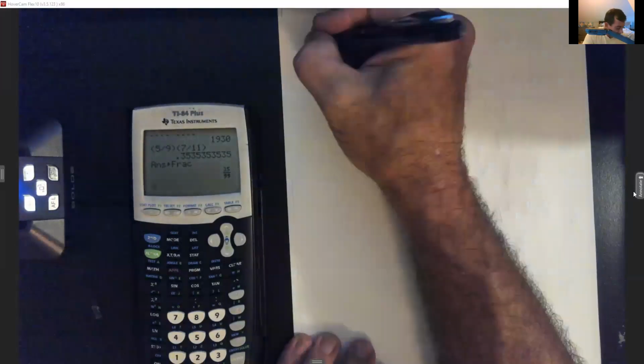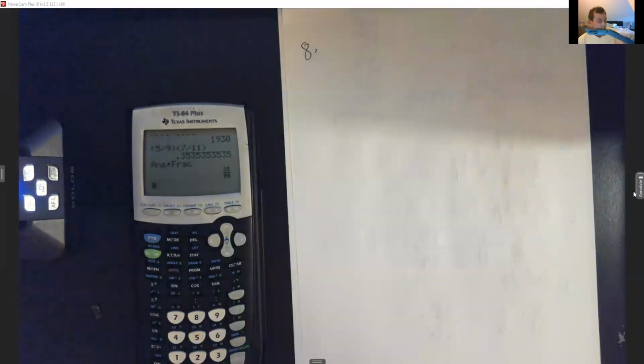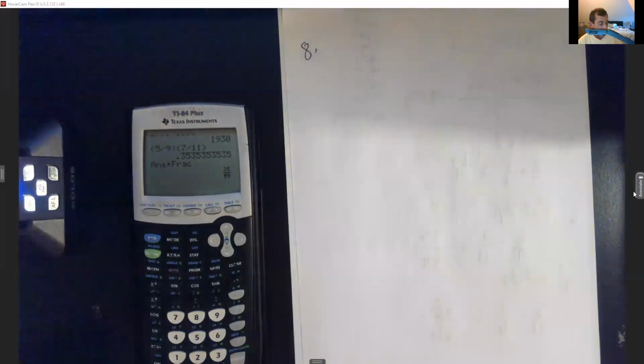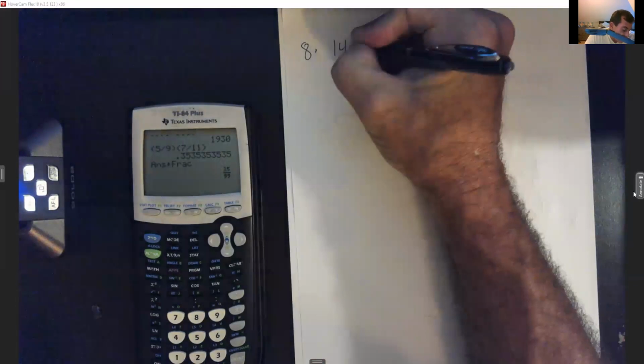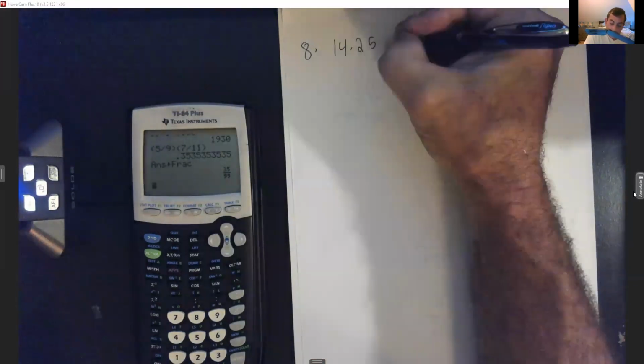All right, so let's see. This one says, choose a word name for the number. And the number they're giving me, the average age of all horses in the country is 14.25 years.